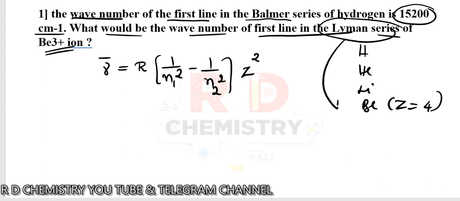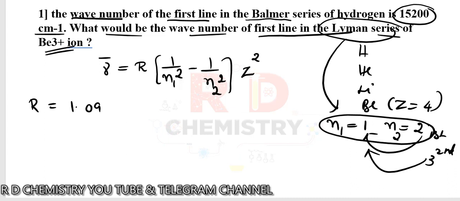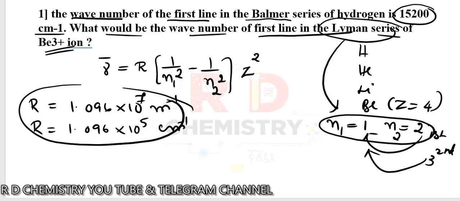The first Lyman series line. For Lyman series, n1 is equal to 1, fixed. When they say first line, it is the jumping of the electron from second orbit to the first. Second line means third to 1. This is the first line, the second line. They are asking for the first line, so jumping from n2 to n1. Rydberg constant R is equal to 1.096 into 10 power 7 in terms of meter inverse, or R is equal to 1.096 into 10 power 5 centimeter inverse. You have to remember this, students.